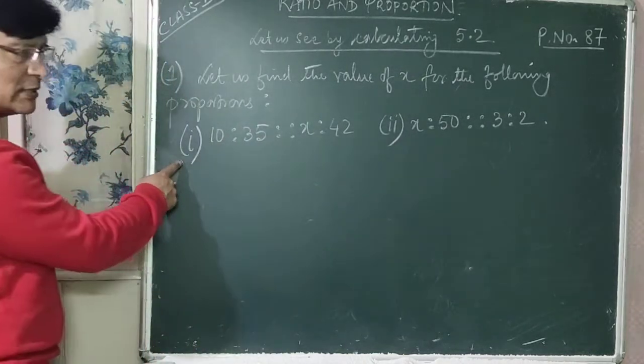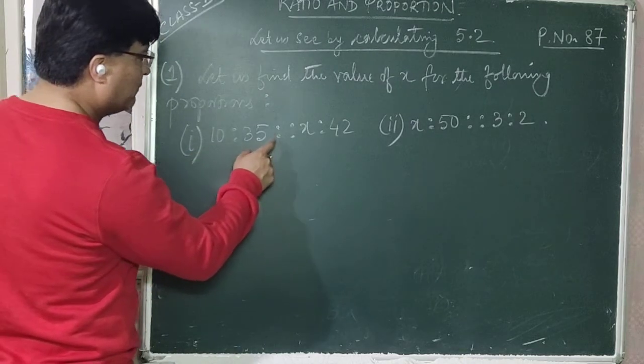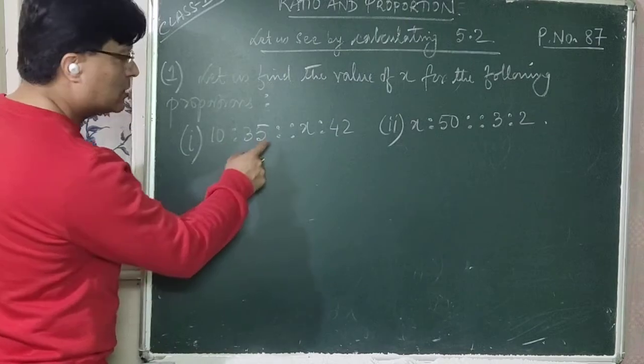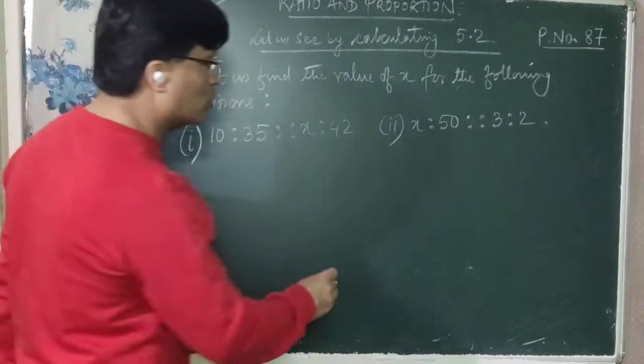So question number 1 is 10 is to 35. This double colon is written here. This double colon means is equal to.